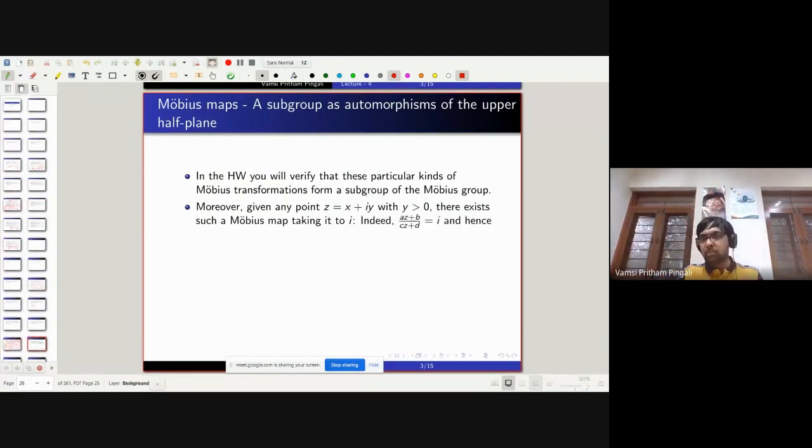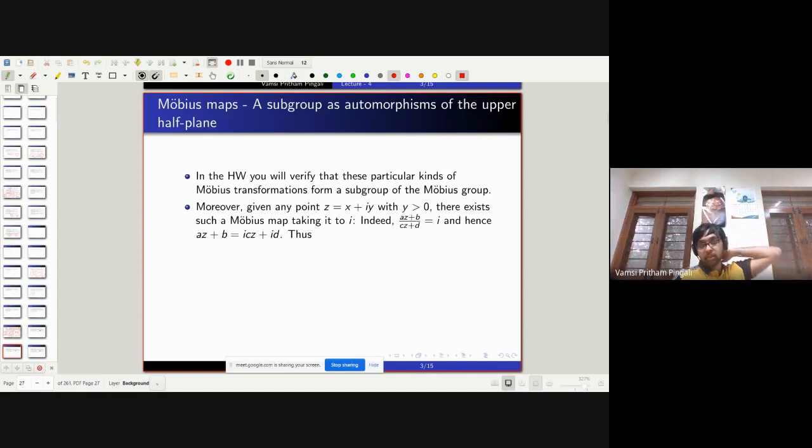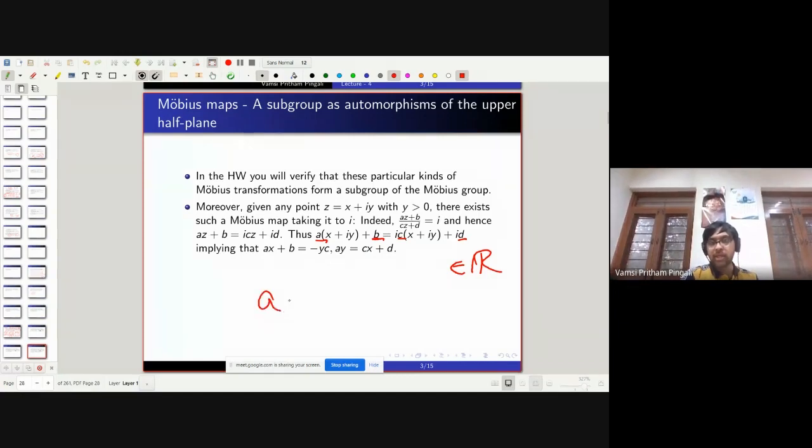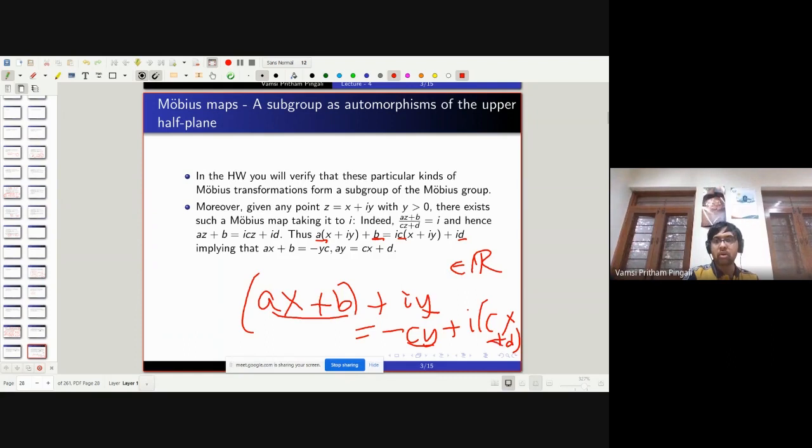So suppose we want AZ plus B by CZ plus D equals I and A, B, C, D to be real. Then you can cross multiply on both sides. Therefore, if you write Z as X plus IY, you'll get A times X plus IY plus B is IC times X plus IY plus ID. Now, these are all real, so you can compare the real and imaginary parts, right? Let's see. AX plus B plus IAY is minus CY plus I times CX plus D. You can compare the real part, so this equals this. You can compare the imaginary part, so this equals this. So you get these two equations.